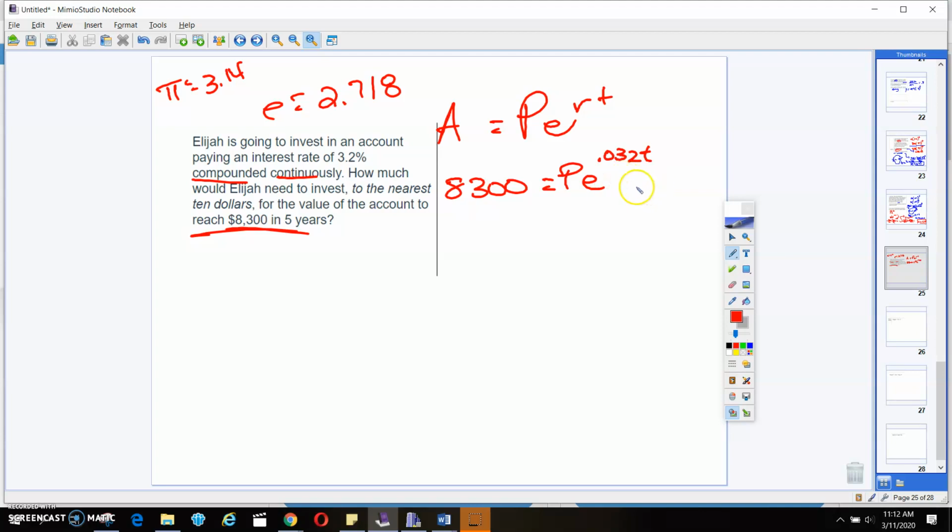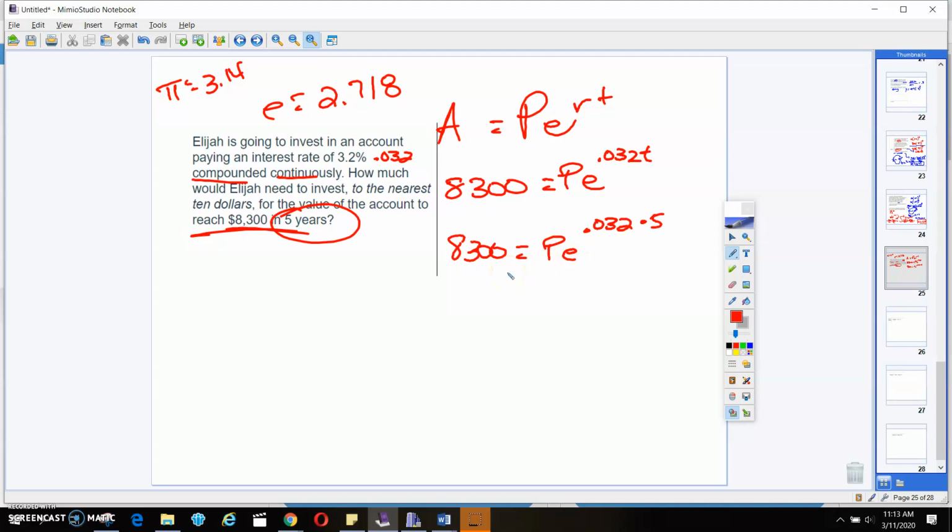Okay, so then what you're going to do is plug in R. R is going to be that 3.2%. If I change it to a decimal, that's how I get 0.032. Now, they want us to solve for when it's 5 years. So I'm going to take 5 and I'm going to plug it in for this t right here. Okay, so this is going to be 8,300 equals P e to the 0.032 times 5.